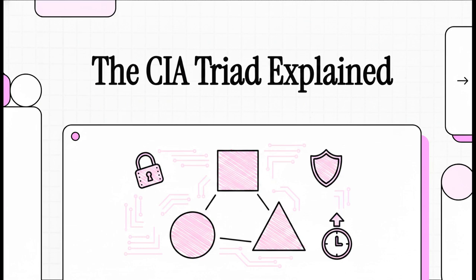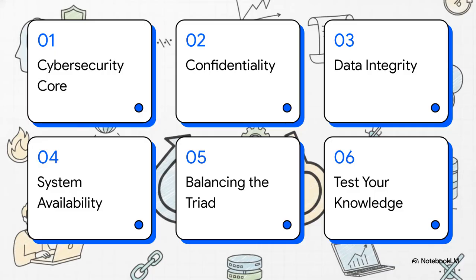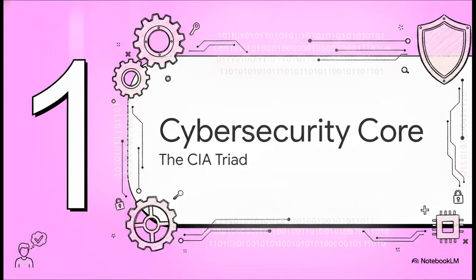Okay, let's dive into this. Here's our roadmap for today. First, we'll cover the core of cybersecurity. Then we'll hit confidentiality, integrity, and availability. After that, we're going to balance the triad. And finally, put your knowledge to the test. Let's get moving. Section 1, the core of cybersecurity.